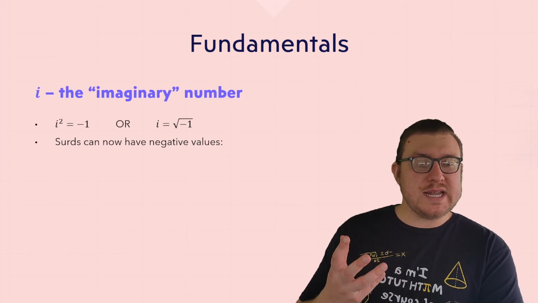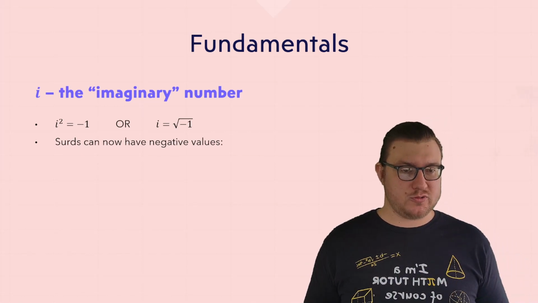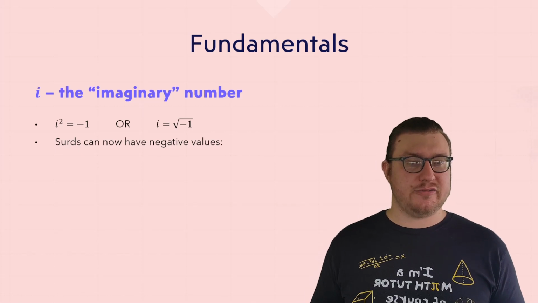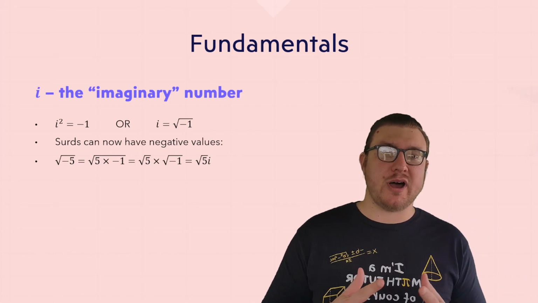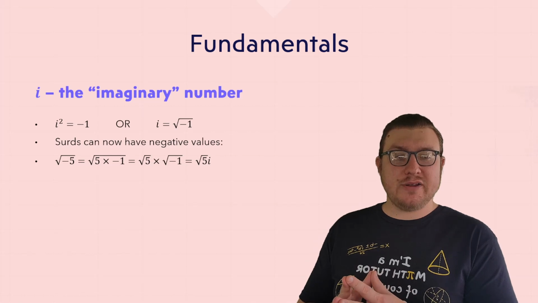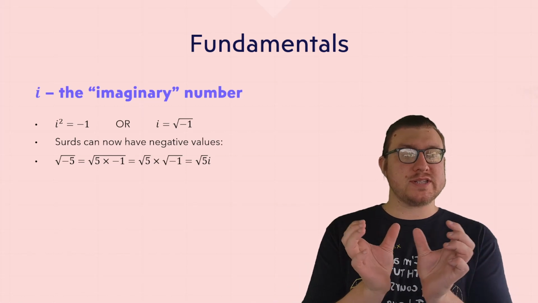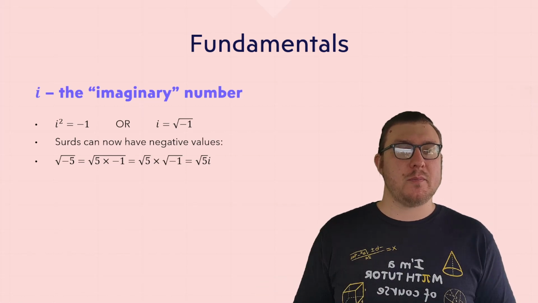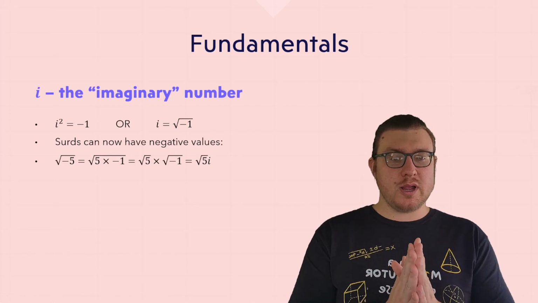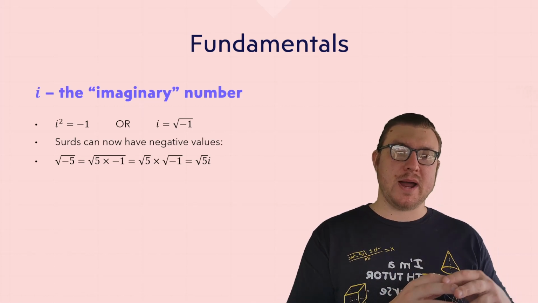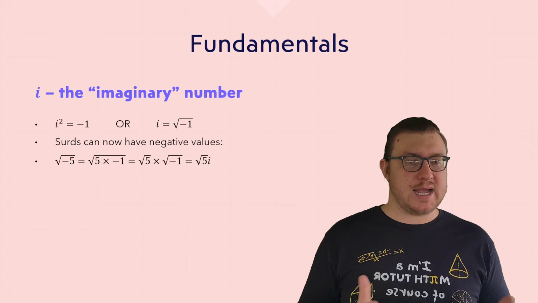Now, using i, we can take surds or square roots of negative values. So how do we do that? The square root of -5 is equal to the square root of 5 times -1. And remember previously, we could separate those surds by splitting them up term by term. So here we get the square root of 5 multiplied by the square root of -1. And by definition, the square root of -1 is i.